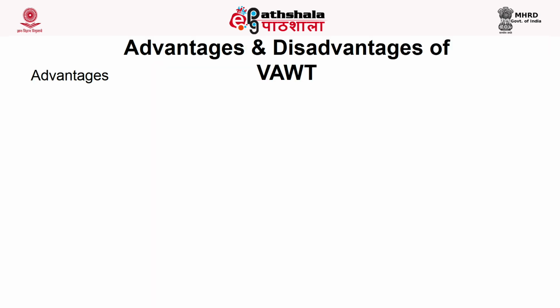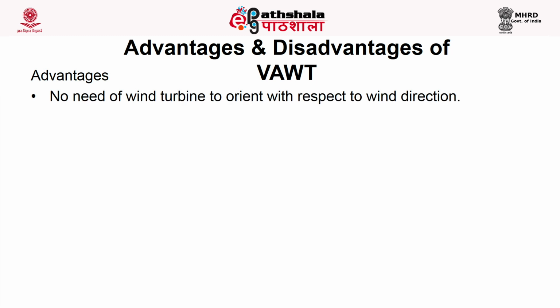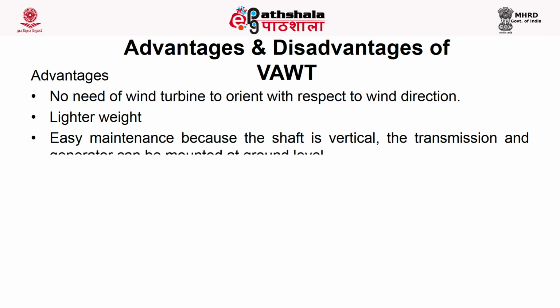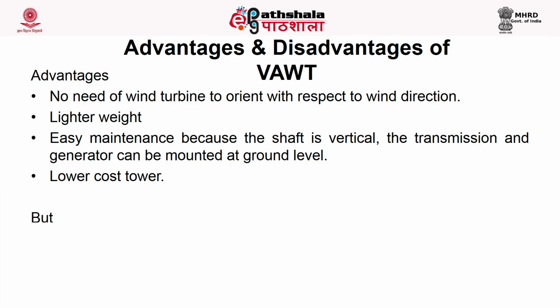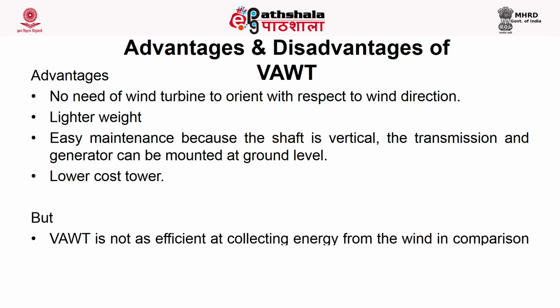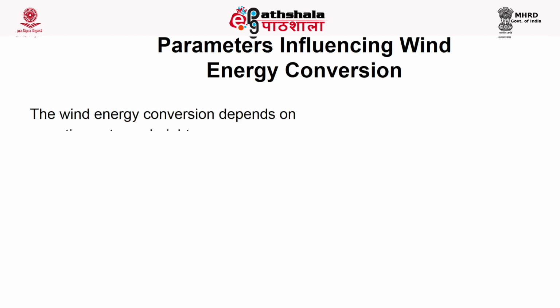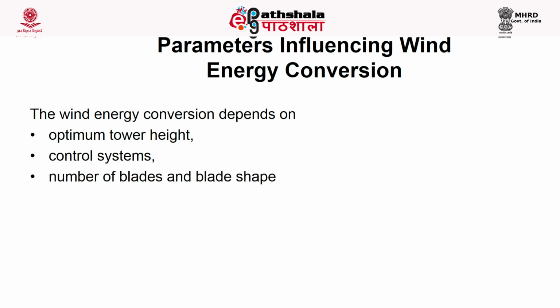The advantages of the vertical axis wind turbine are that there is no need for the wind turbine to orient with respect to wind direction. It has lighter weight. It is easy to maintain because the shaft is vertical. The transmission and generator can be mounted at ground level, and cost is less. But the vertical axis wind turbine is not as efficient at collecting energy from the wind in comparison to the horizontal axis wind turbine. The wind energy conversion depends on optimum tower height, control systems, number of blades and blade shape.